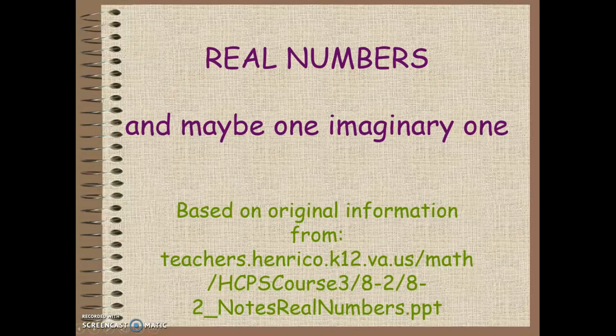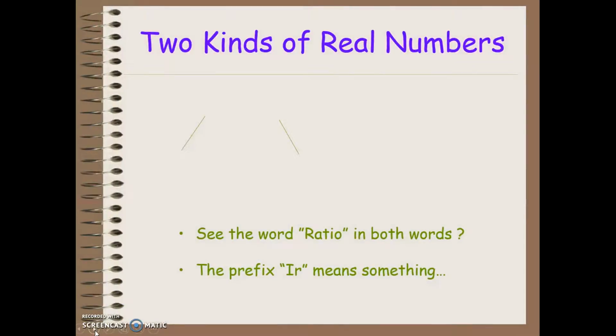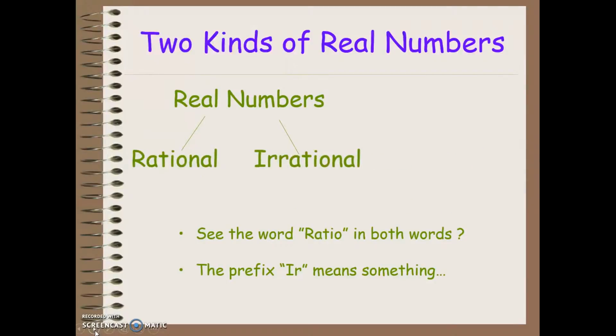Today's presentation is on real numbers and maybe one imaginary one. There are two kinds of real numbers. Real numbers can be rational or irrational. See the word ratio in both words? The prefix IR means something. What is it?